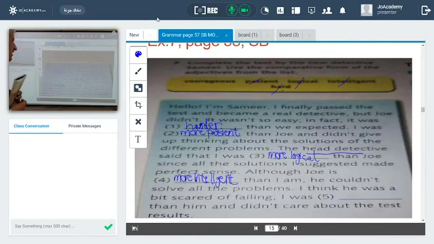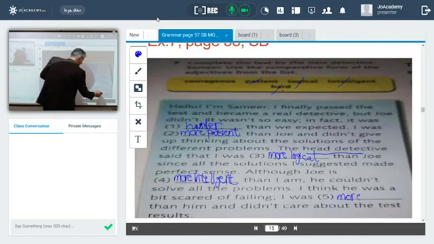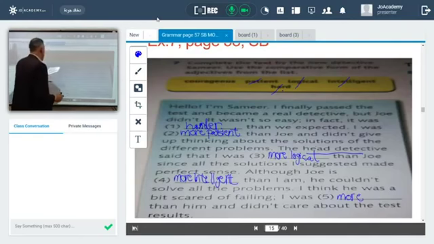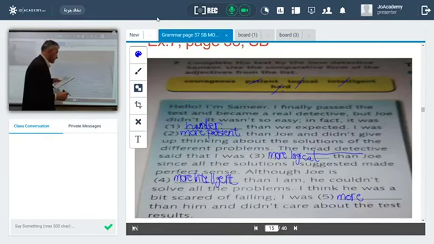I think he was a bit scared of failing. Joe was a bit scared of failing. I was more what? We had one adjective left. So, I was more courageous.